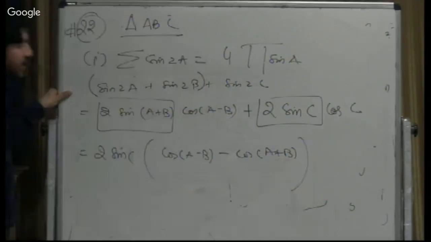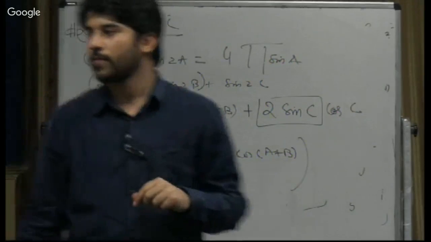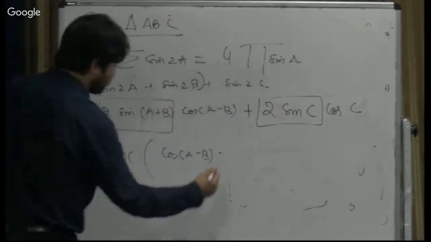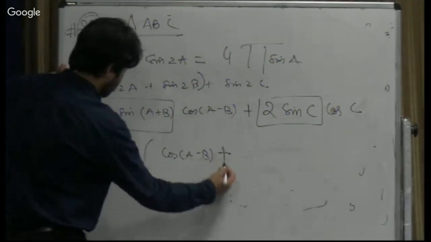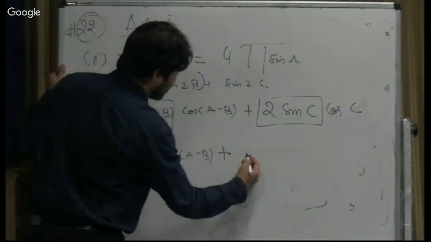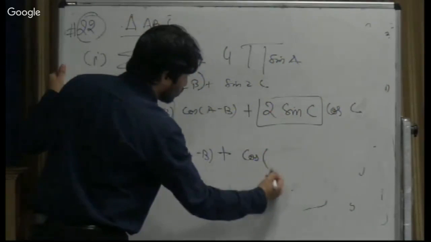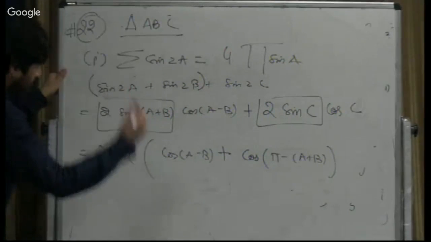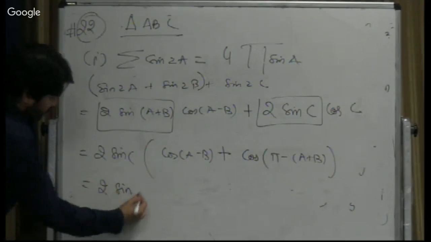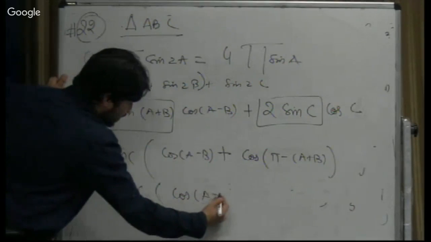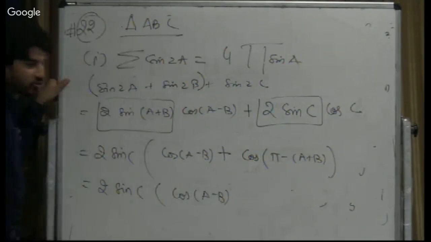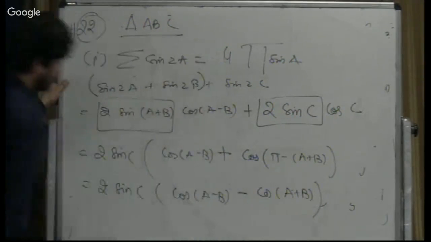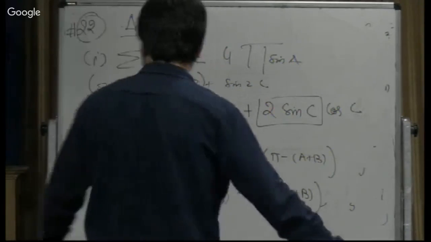How many of you did not understand this? Okay, you may not get it there, let me write it again. Okay, 2 sin C into cos A minus B plus cos C. Cos C can be written as cos of pi minus A plus B, right? And then I can write it as 2 sin C into cos A minus B. Cos of pi minus theta is minus cos theta. So minus cos A plus B, right? Any problem till here? No.